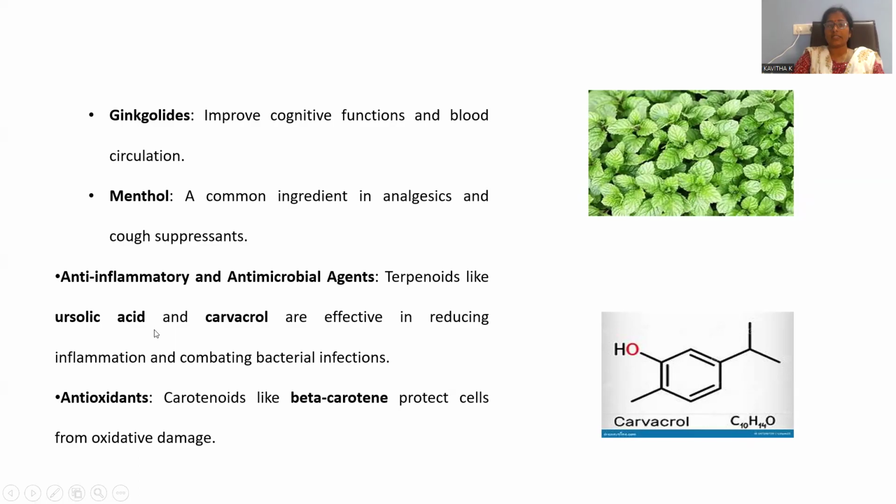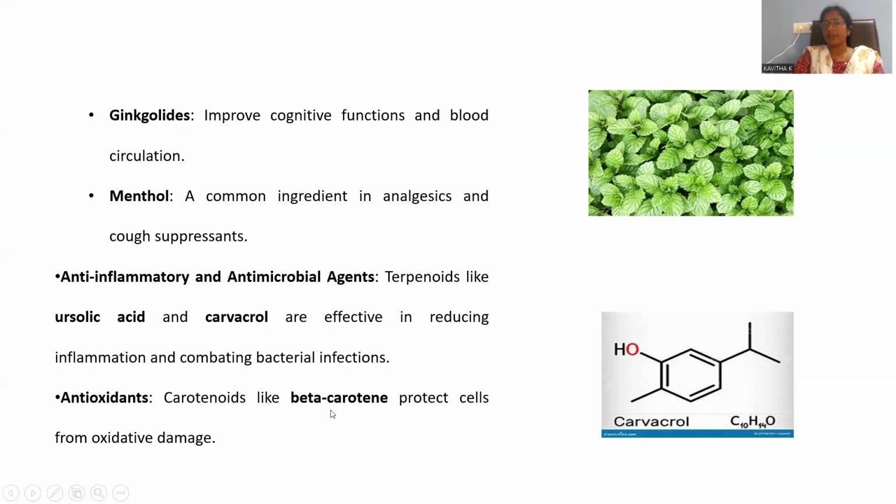Terpenoids like ursolic acid and carvacrol are effective in reducing inflammations and combating bacterial infections as well, right? Antioxidant properties. So here we have carvacrol. Carvacrol is effective in reducing inflammations. So wherever muscular damage is there, wherever injury is there, if you are suffering with pain with swelling, we can go for the administration of carvacrol, so that it will reduce that kind of pain and the swelling.